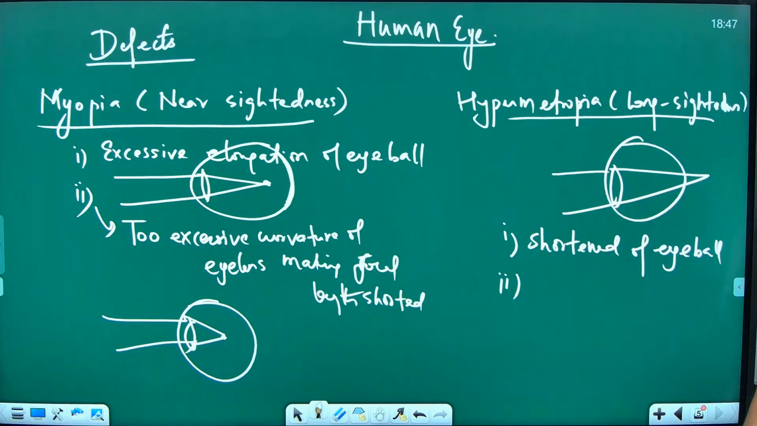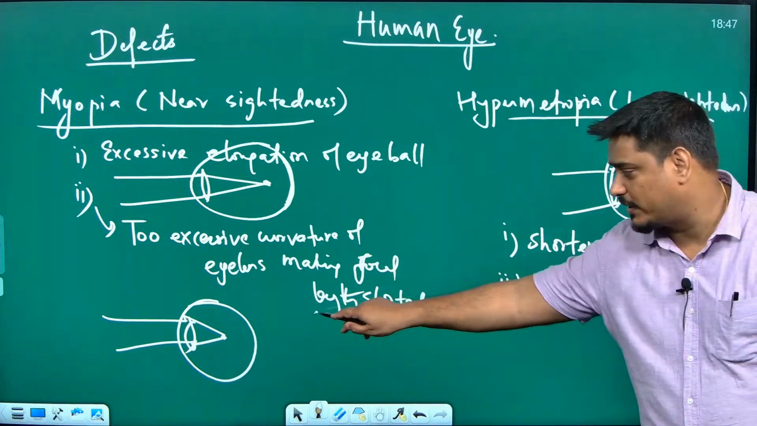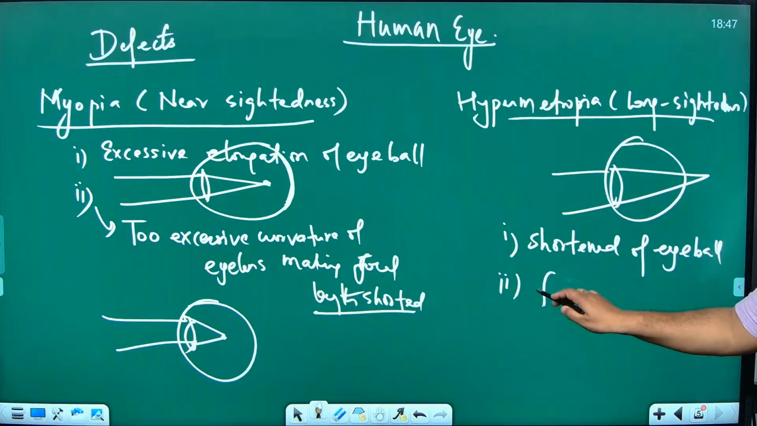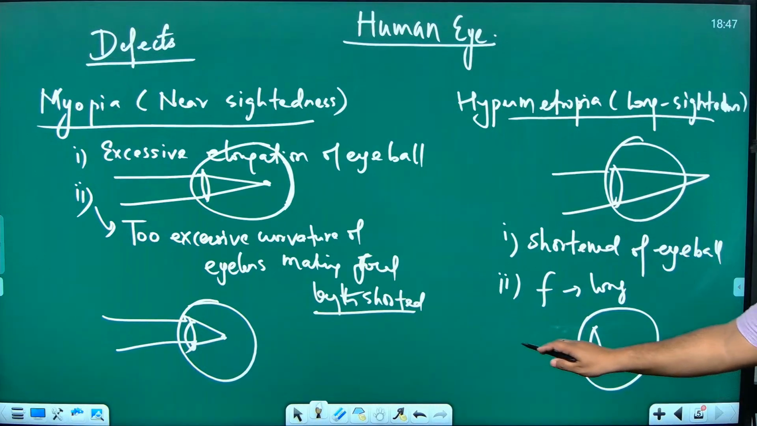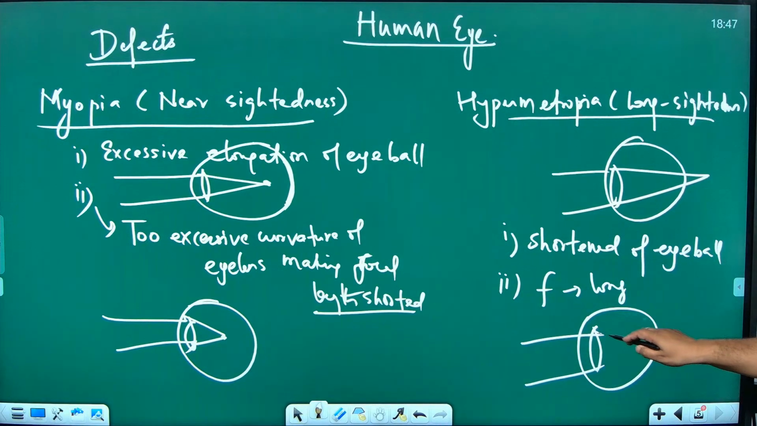Focal length is too long. Here focal lengths are short, right? Here the focal length will be long. So, you have less curvature of the eye lens. So, the lens of the eye is having less curvature. So, whatever ray is forming, before it converges, it is crossing the retina.